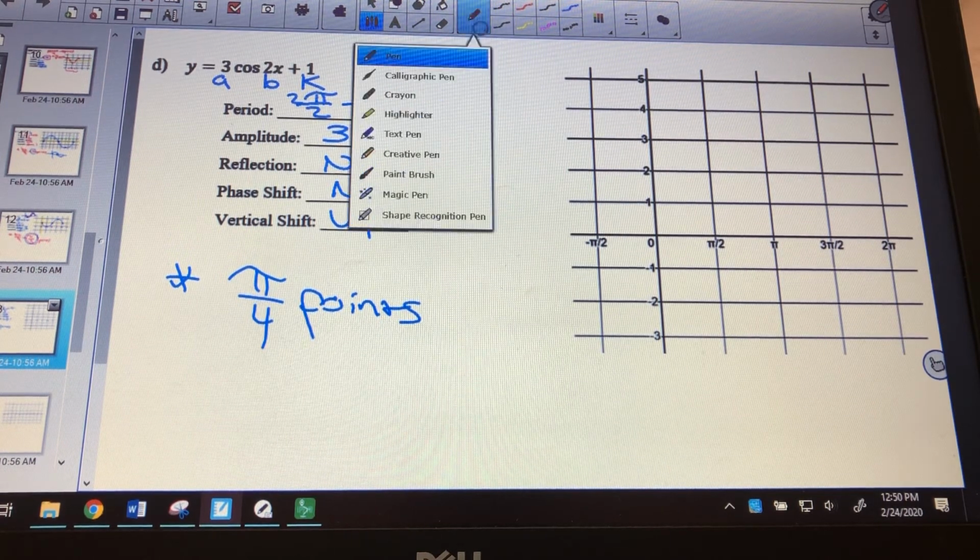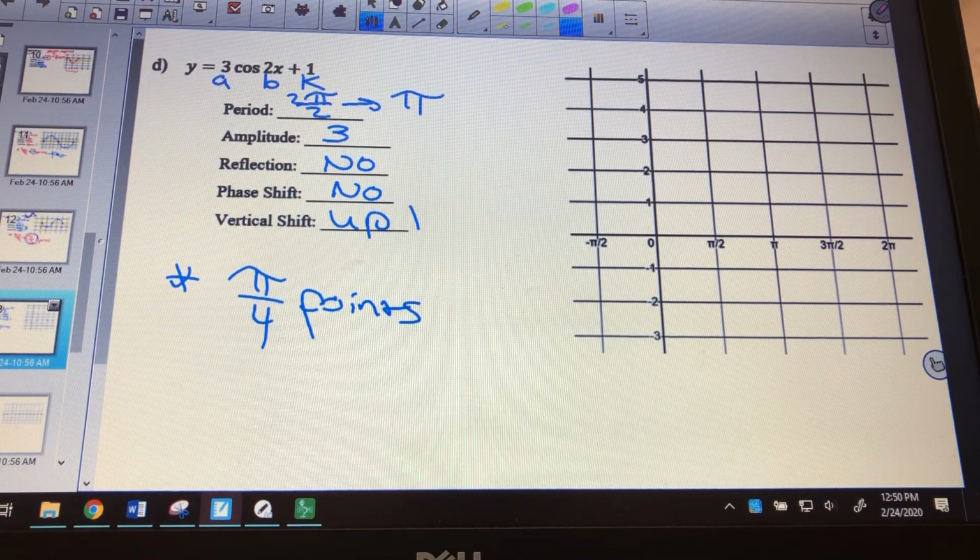So if we draw all of that in, up 1, and then every pi over 4 increments. So that's going to be like pi over 4, like that, right? Because you have pi over 2, pi over 4 is in the middle, so you have to cut those in half, okay?